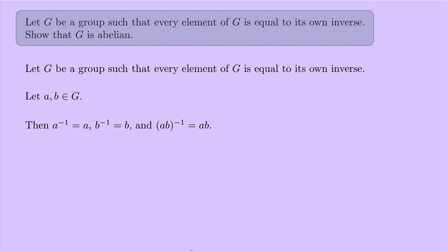And now, since every element equals its own inverse, I know that A inverse has to equal A, and B inverse has to equal B, and AB inverse has to equal AB. But I know that AB inverse equals B inverse A inverse by the group properties, and since every element equals its own inverse, I know that equals B times A. And I'm pretty much done. So AB equals BA, and G is abelian. It's a pretty simple proof.